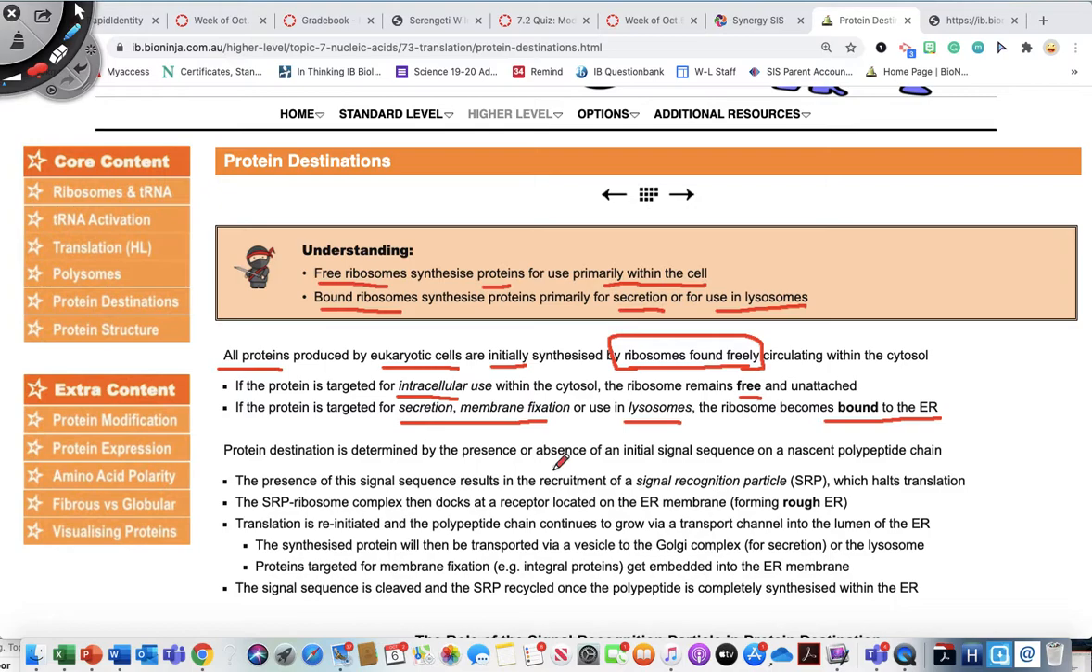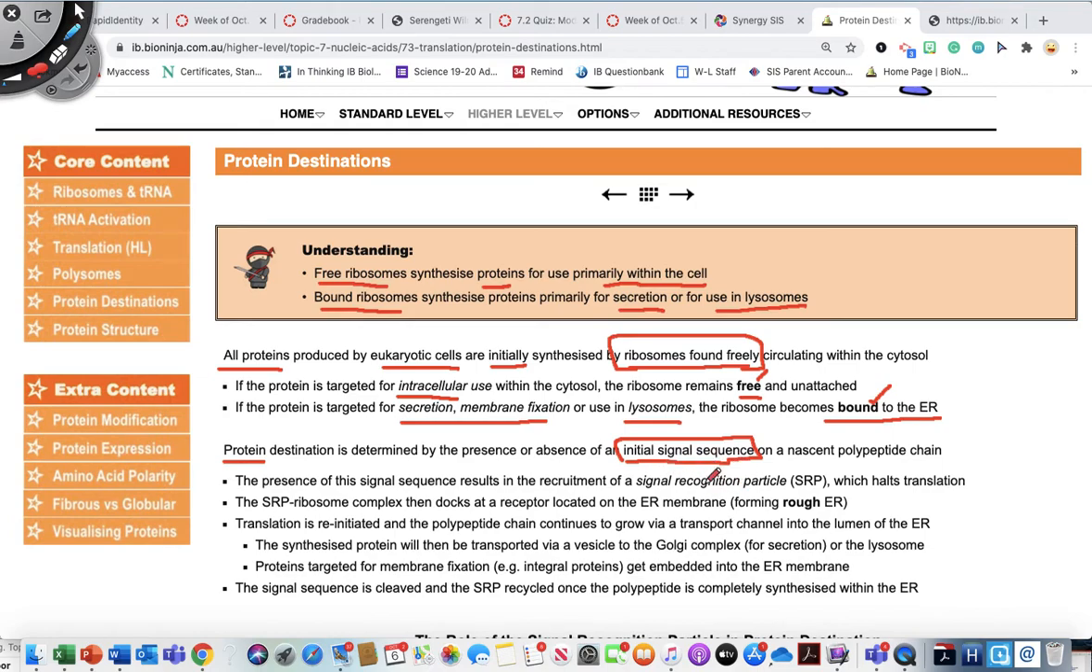Okay, so how does a ribosome know whether to stay free or whether to go attach itself to the ER? Well, all of this is determined by the protein itself. The protein itself carries an initial signal sequence. So the nascent polypeptide chain, that means it's the protein that is just being made, carries an initial sequence, and then that's going to target a biochemical cascade that is going to direct the ribosome to the right place, right? So either stay free or go attach yourself to the ER.